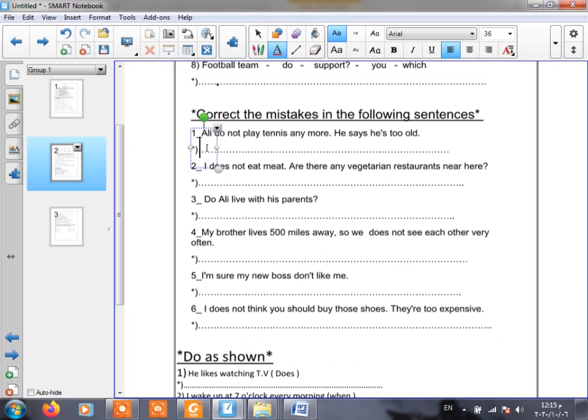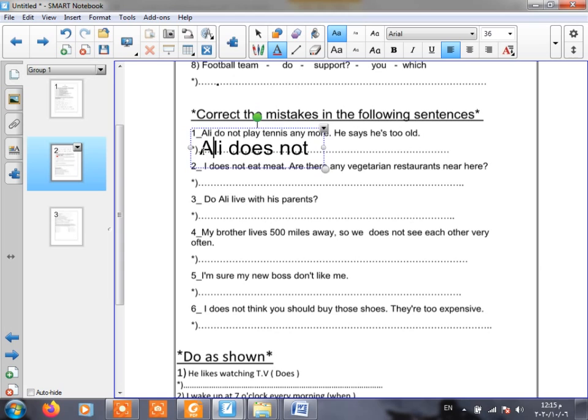Ali don't play tennis anymore. He says he's too old. So Ali don't play tennis. Is that correct? Of course not. So Ali is singular, so Ali becomes Ali doesn't. Very good. So Ali doesn't play tennis anymore. So this is the correct form that it should be.